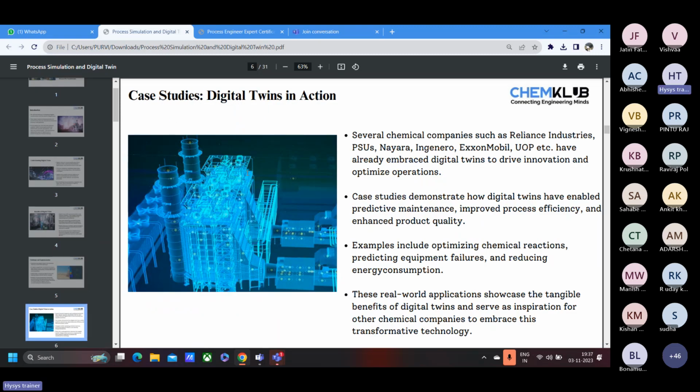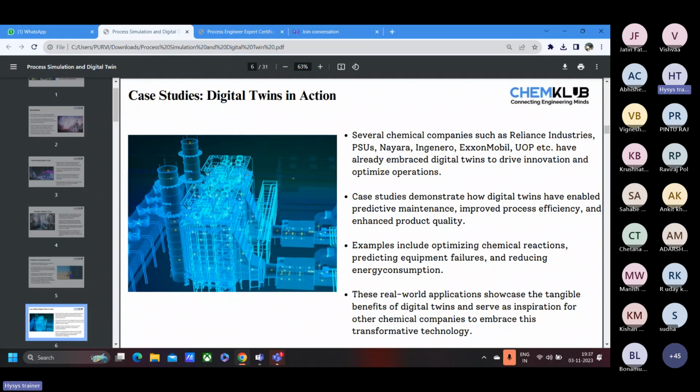So, case studies: digital twins in action. Currently, there are separate departments working on digital twin environments in several chemical companies such as Reliance Industries, and public sector units such as BPCL, HPCL. They have another department which is working on developing this digital twin. Niara, which was earlier known as SR, Ingenero is working on these dashboards and developing those simulation softwares. ExxonMobil, obviously, is more into the predictive maintenance part, failure analysis, how they can make their compressors more efficient.